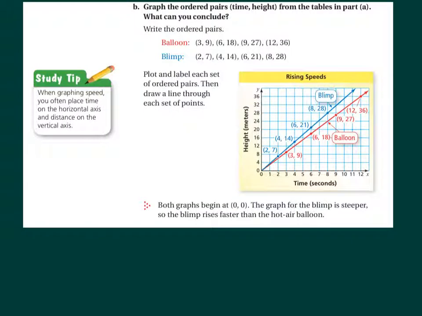You could also solve this problem by using coordinate points. So everything in that table that you saw on the previous example, you can see here as a coordinate point: 3 and 9, 2 and 7, 6 and 18, 4 and 14, 6 and 21, 9 and 27. Those are all the exact same x and y values from the table, and you guys can see here by the graphing of the lines that the blimp rises faster than the hot air balloon. So this is just another way to see the rate of change for two different things.